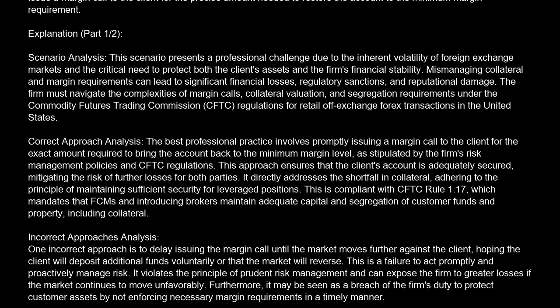Correct approach analysis. The best professional practice involves promptly issuing a margin call to the client for the exact amount required to bring the account back to the minimum margin level, as stipulated by the firm's risk management policies and CFTC regulations. This approach ensures that the client's account is adequately secured, mitigating the risk of further losses for both parties. It directly addresses the shortfall in collateral, adhering to the principle of maintaining sufficient security for leveraged positions. This is compliant with CFTC Rule 1.17, which mandates that FCMs and introducing brokers maintain adequate capital and segregation of customer funds and property, including collateral.